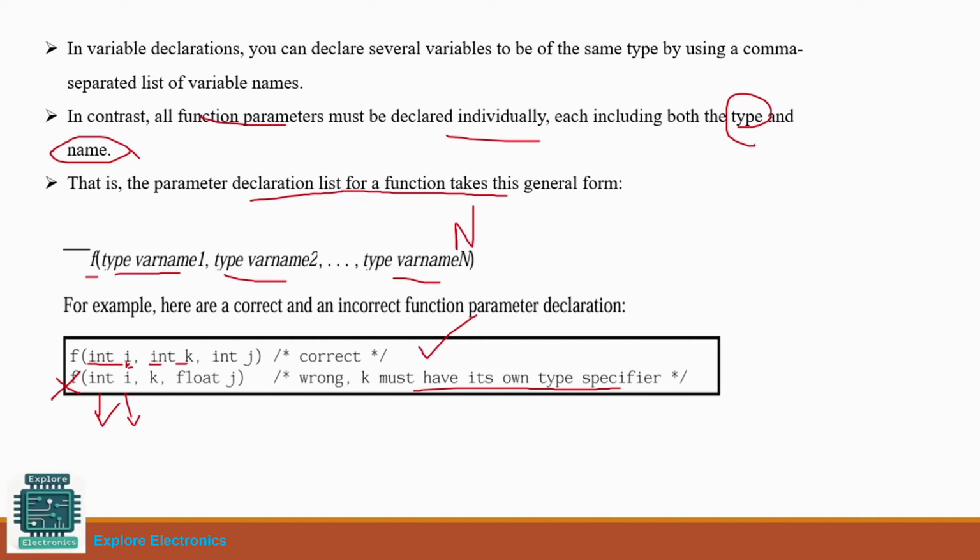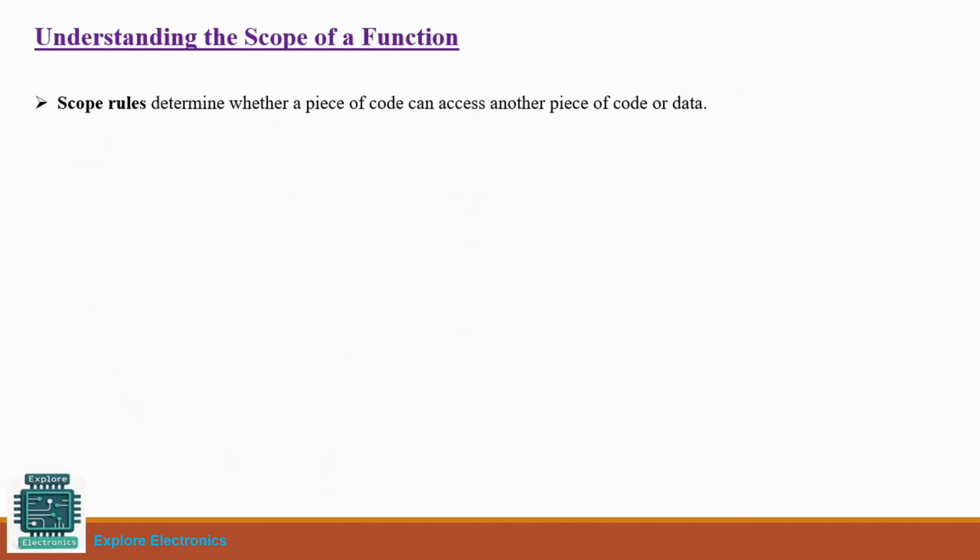Inside the parentheses, if I am using Z as a parameter name, which is a variable name, and I want to use it, I have to specify its data type also. Then this is considered correct. If not, this is a wrong statement, and the compiler will show an error.